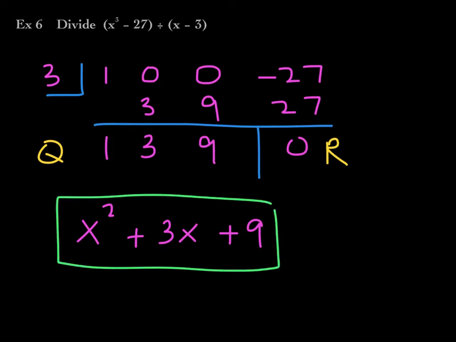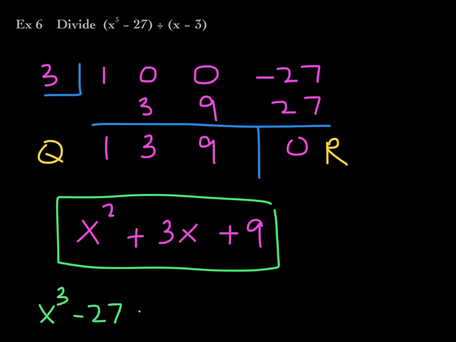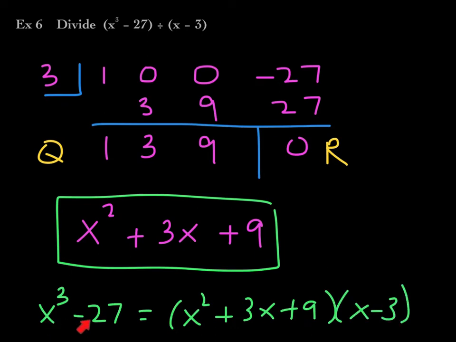Now, I want you to notice what we just figured out. Remember when I was talking about factoring? We just figured out how x cubed minus 27 factors. We just figured out that x cubed minus 27, that's the dividend, is equal to x squared plus 3x plus 9 times x minus 3. This is the dividend; this is the quotient times the divisor. We just used synthetic division to factor this polynomial.